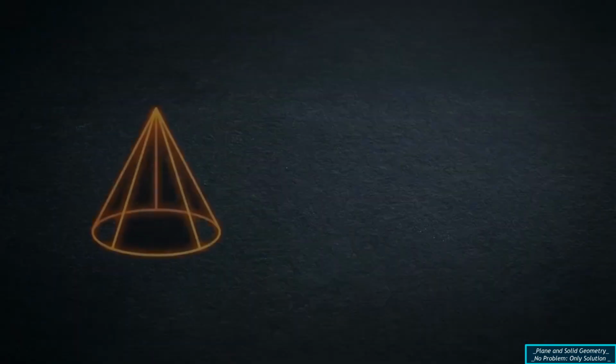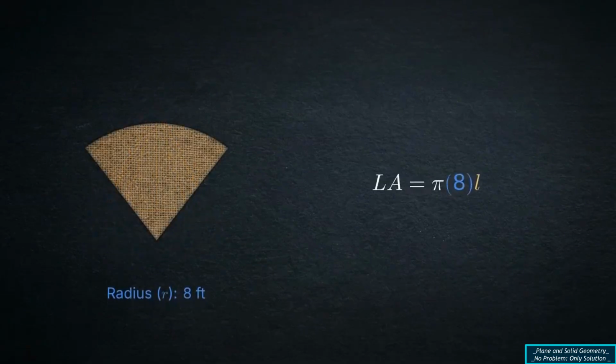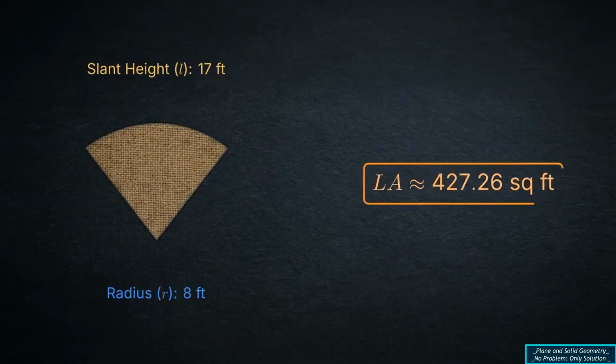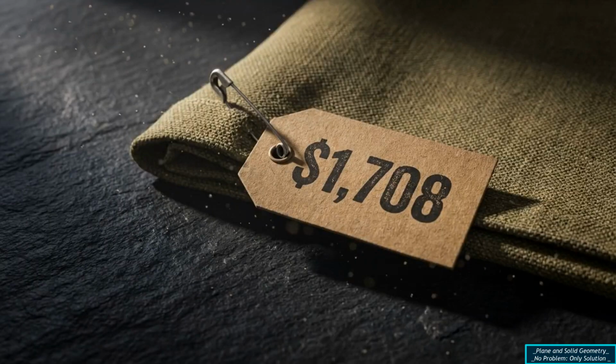Moving through steps 2 and 3, we multiply pi times the radius of 8 times our slant height of 17. This results in a lateral area of approximately 427 square feet. Multiplying that area by the canvas cost of $4 a square foot yields the final material cost.